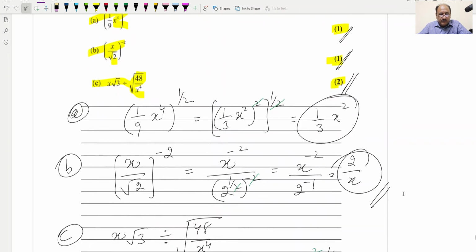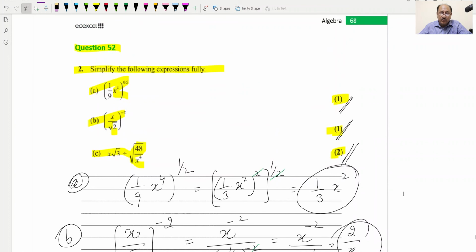We are done with this algebra portion. Algebra basically past paper questions which are from 2015 to 2019, and we are done with these.